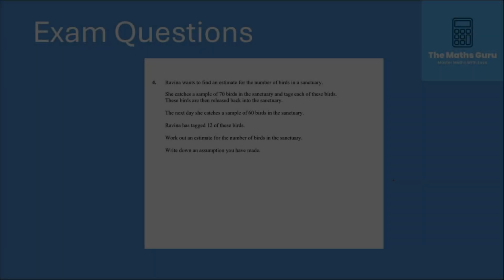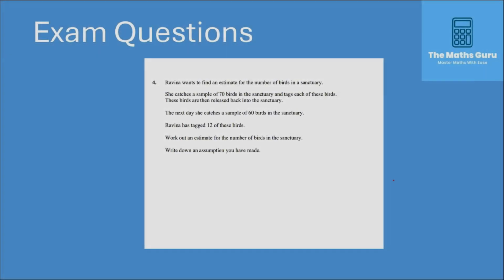Okay, now looking at some exam style questions for our capture-recapture method. We're told that Ravina wants to find an estimate for the number of birds. She catches 70 in the first sample and tags them. Then the next day she catches a sample of 60, and Ravina has tagged 12 of these birds before.